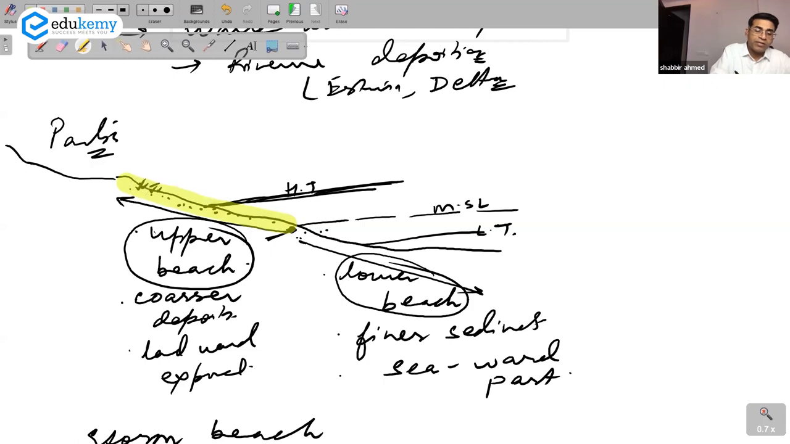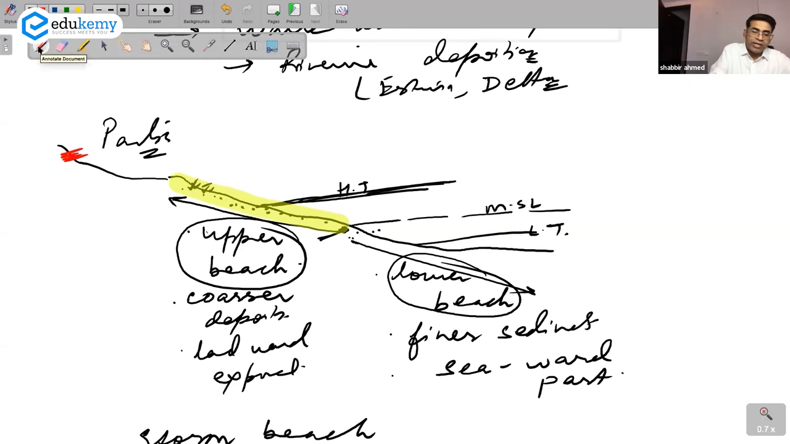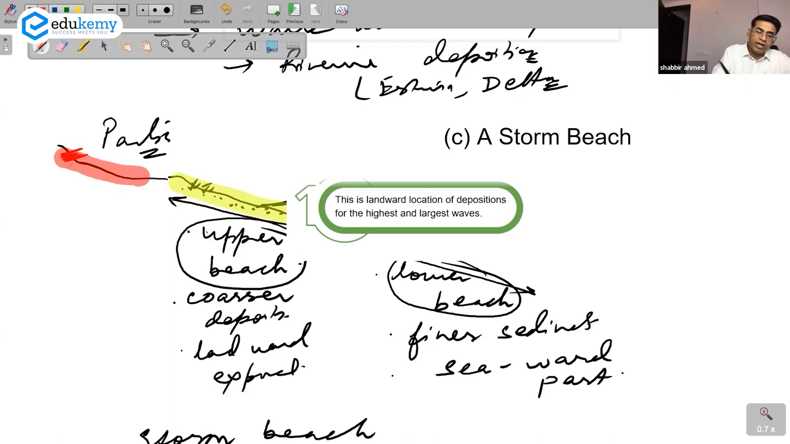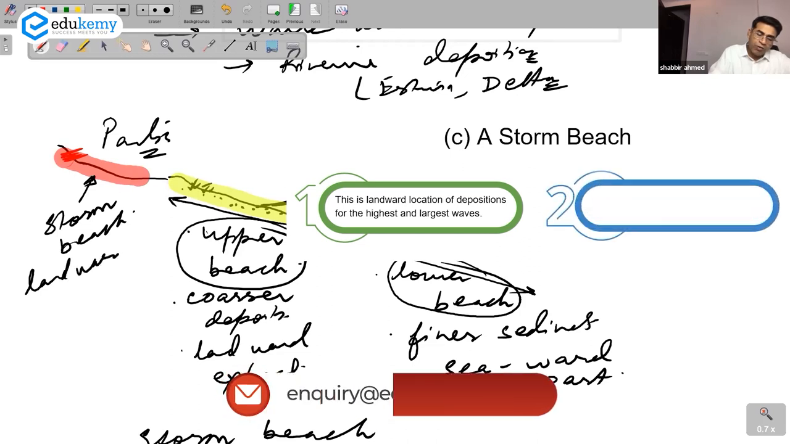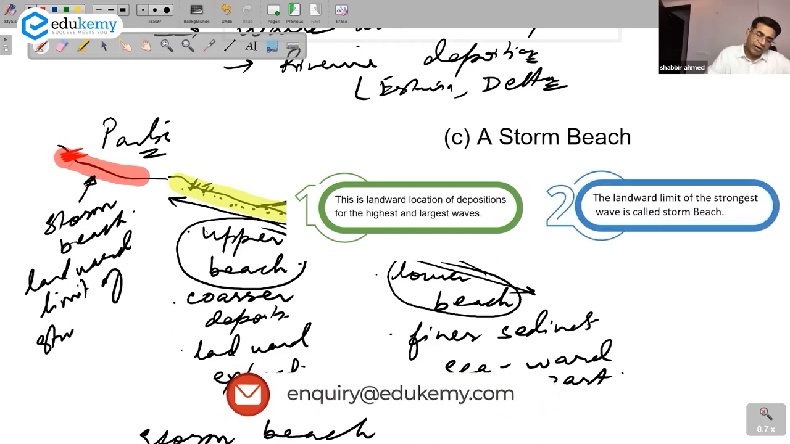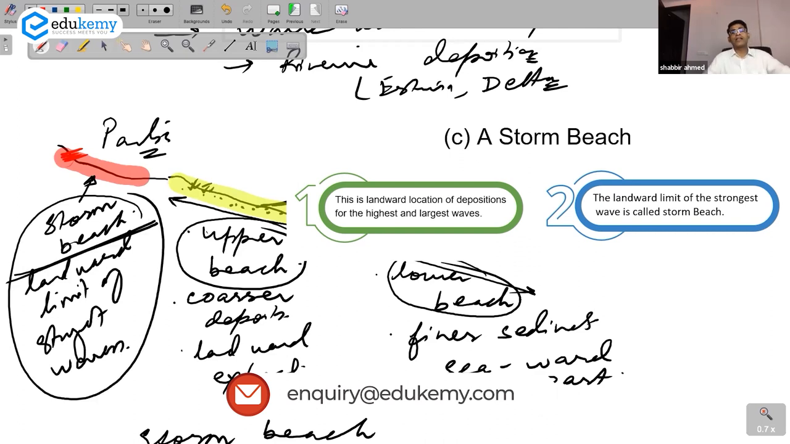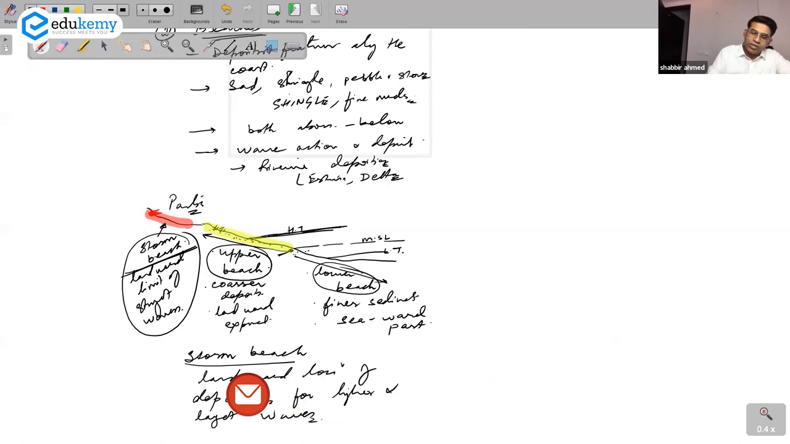But what happens sometimes is, right up to this part here, maybe the strongest wave can come. Storms can come. The strongest wave can come and the storms can come. So in this case, this part of the beach is referred to as the storm beach. The storm beach has the effect of waves, but it has the effect of waves under the strongest of the waves. So this becomes the location for the storm beach. The landward limit of the strongest waves. It's called as storm beach. So parts of the beach include the upper beach, the lower beach, and the storm beach.